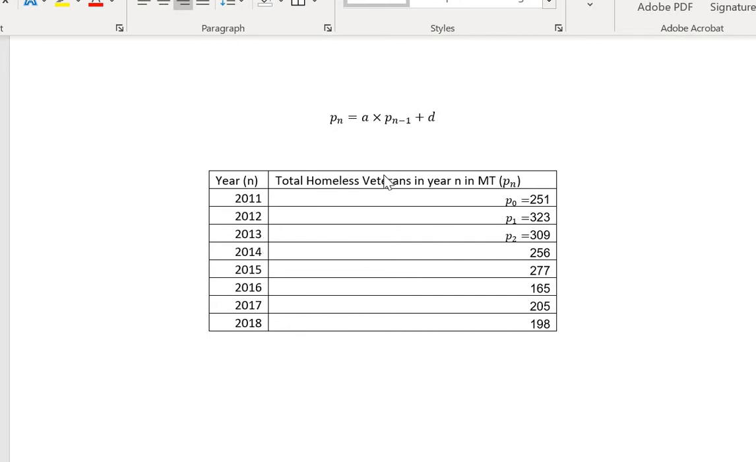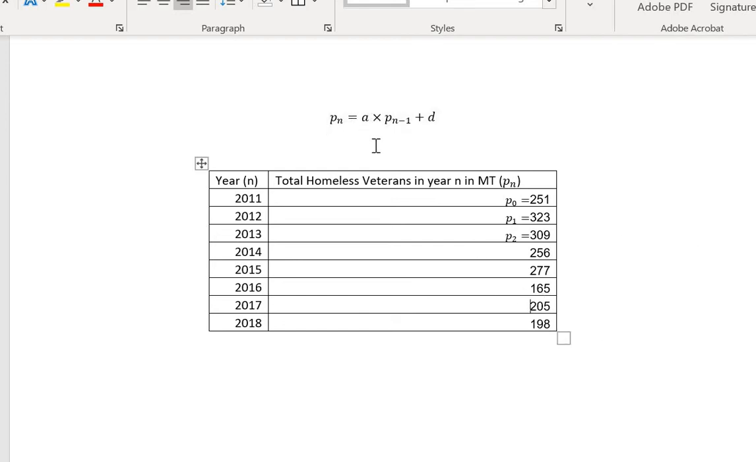Here, we don't know what the A and D are, but I have data. This is actual data of something that happened. And now I want to generate what the A and the D were, because if I know the A and the D, I have a model. And so I want to calculate the A and the D. So how do I calculate that? Well, the easiest way to do that is the following.